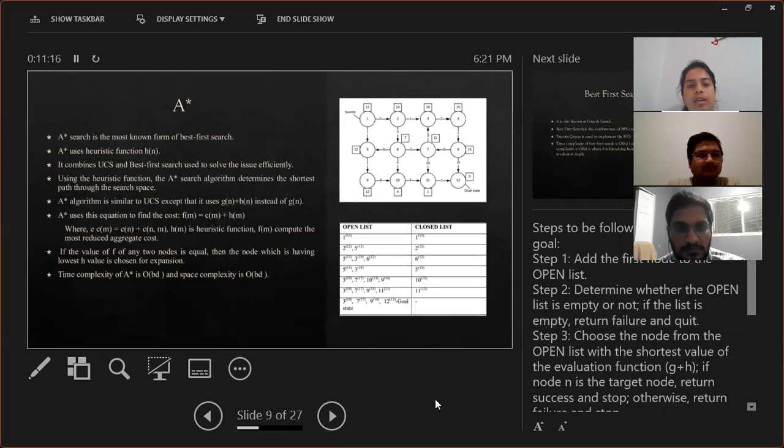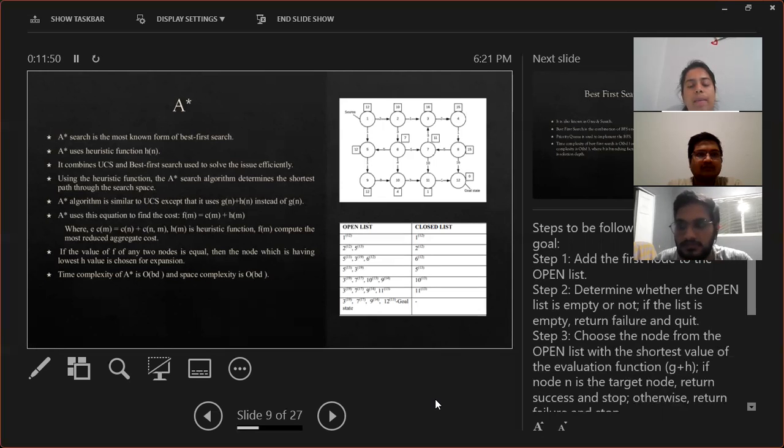Using the function h of n, which is a heuristic function, this search algorithm determines the shortest path using the search space. The search space is one of the parameters used to calculate the path. And the A-star algorithm is similar to UCS, except that it uses g of n plus h of n instead of g of n. And this is the equation used to find the cost, where C of n is equal to C of n plus C of n comma 1.